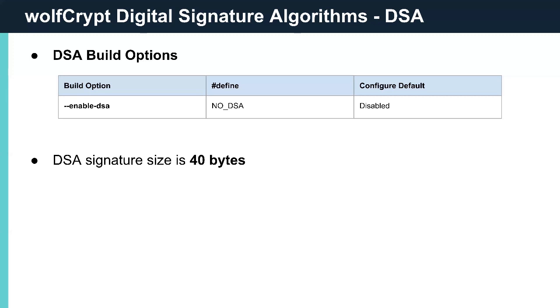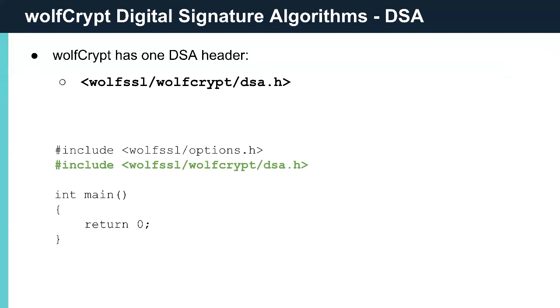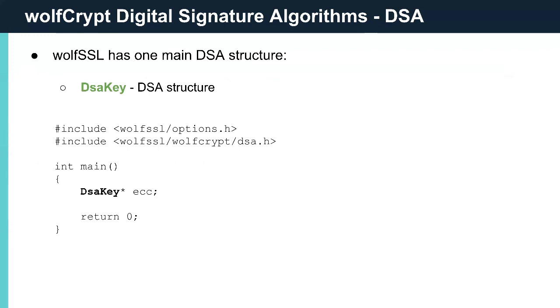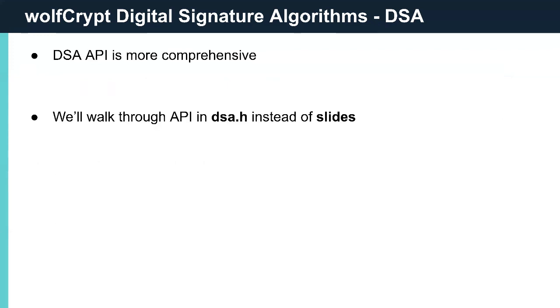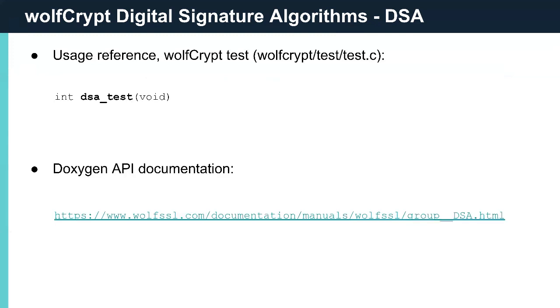For DSA, we've got one enable option, enable DSA, a define, which is the corresponding way to do it through C flags or preprocessor defines, and this is disabled by default. The DSA signature size is 40 bytes. From usage from an application, you'll include one DSA.h header. We have one DSA key structure, and we can also look at DSA.h as well. DSA test in test.c is where you'd look here for tests and usage reference, and the corresponding Doxygen API group.